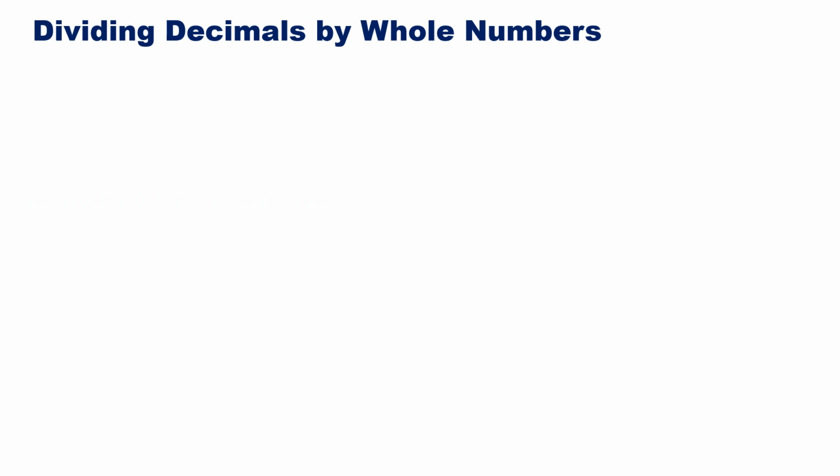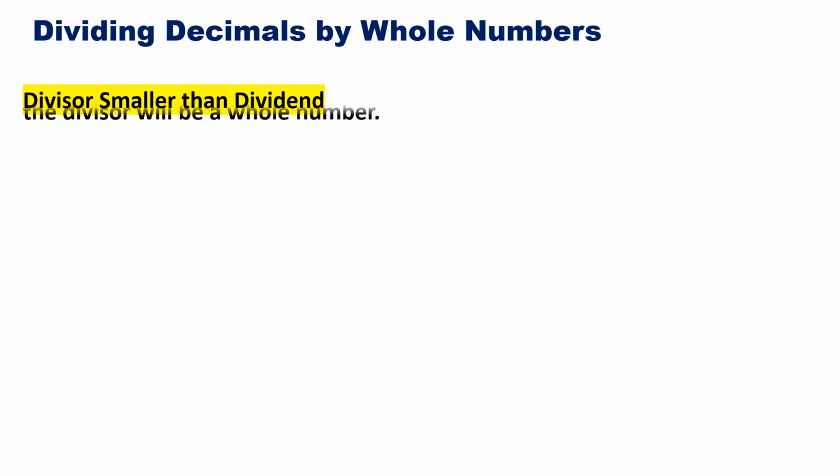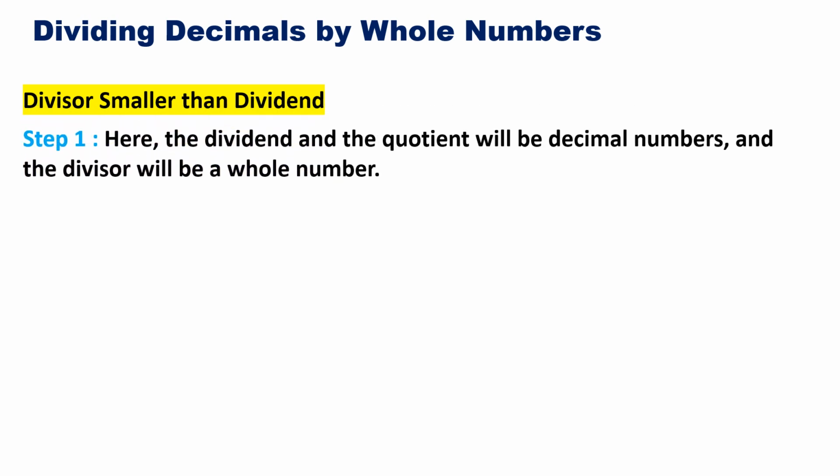Another condition is that the divisor is smaller than the dividend. If the divisor is smaller than the dividend, then the dividend and the quotient will be decimal numbers and the divisor will be a whole number. Here, 4.35 divided by 3. Here 3 is less than 4.35. So how will we do the division? Normal division only. 3 ones are 3. Now we do the minus, then it will come 1.